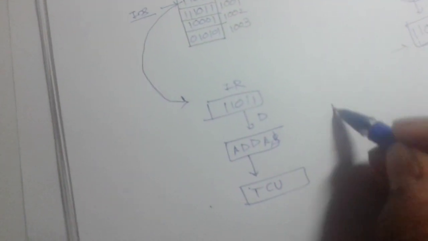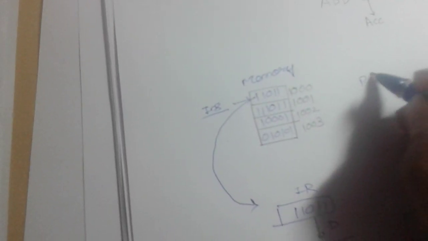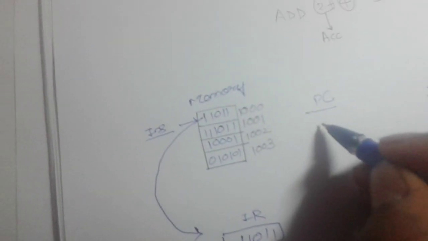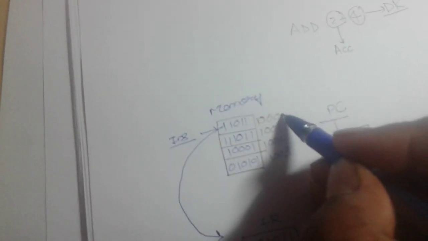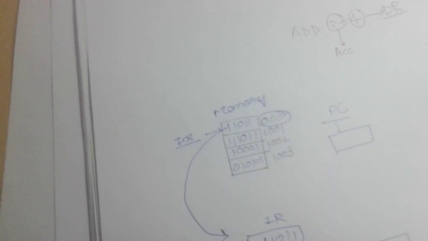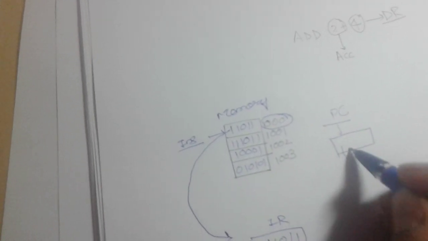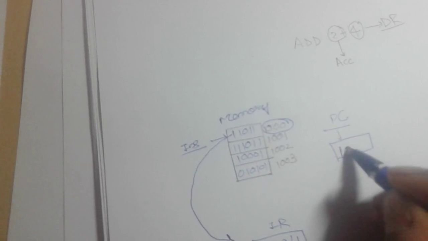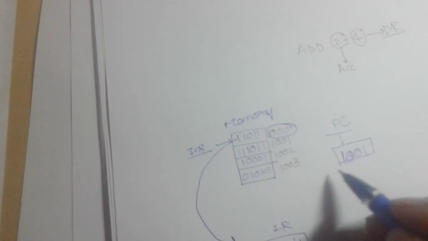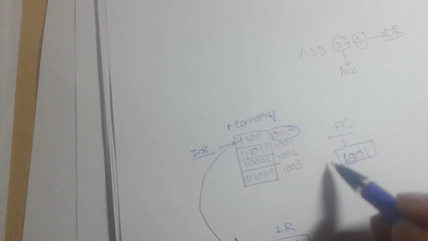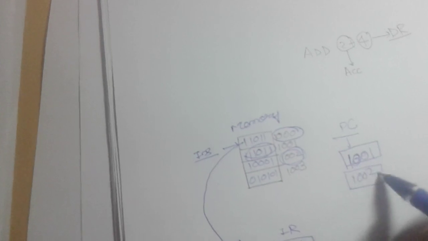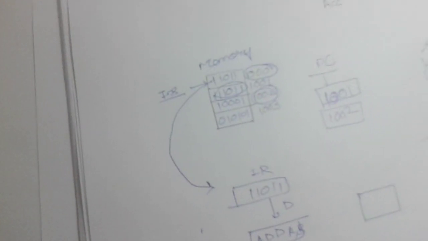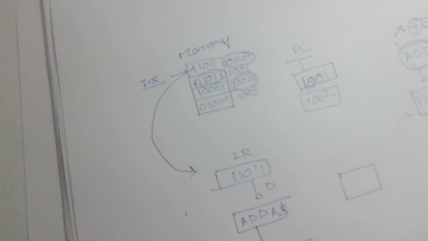Just like suppose we are talking about the program counter first. The program counter has the address of the next instruction to be executed. When we are executing this instruction, the program counter will contain the address of the next instruction. When our CPU is executing this instruction, the program counter will contain this address. So it basically contains the address at which the instruction is present.